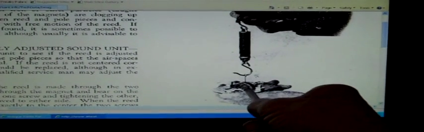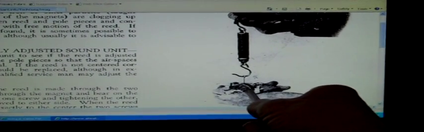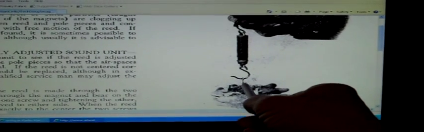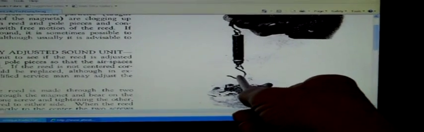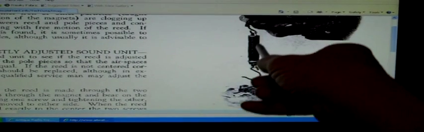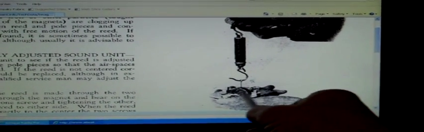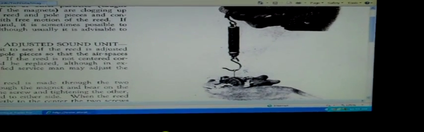If he cannot get it loose, then it's in good shape. But if it pops off in less than 7 pounds of pull pressure, as shown on this scale right here, then that means you have weak magnets. Well, guess what? I've got weak magnets.